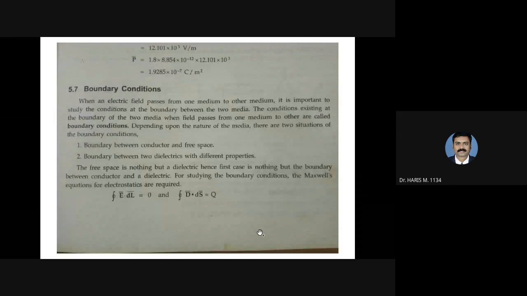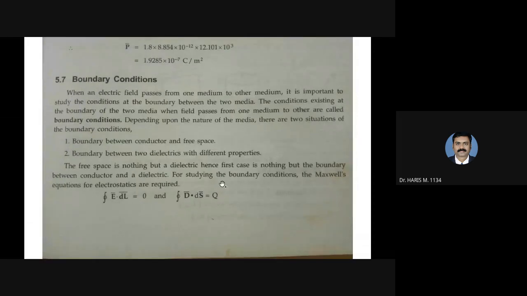So today's topic is electric field at the boundary of an interface. If you see the syllabus, the last line in the first unit is the electric field at the boundary of an interface. So we are going to see the boundary conditions, right? So far we have learned about the electric field intensity, electric potential, okay? So many parameters we have seen. So today we will see about the boundary conditions.